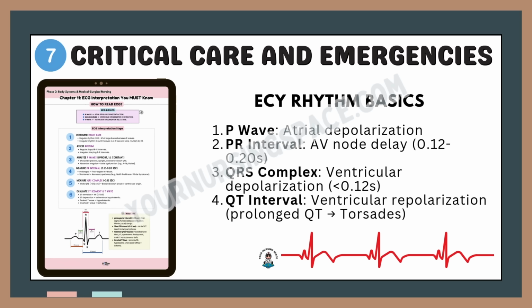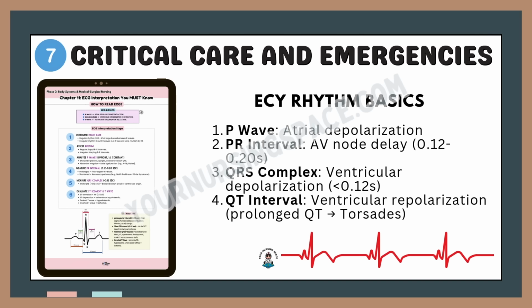Next, the QRS complex shows ventricular depolarization. It's sharp and should be under 0.12 seconds. A wide QRS, say 0.16 seconds, could mean the rhythm's starting in the ventricles or there's a bundle branch block messing things up. Finally, the QT interval covers ventricular repolarization. Too long, and you're flirting with torsades de pointes, a dangerous arrhythmia we'll cover soon.